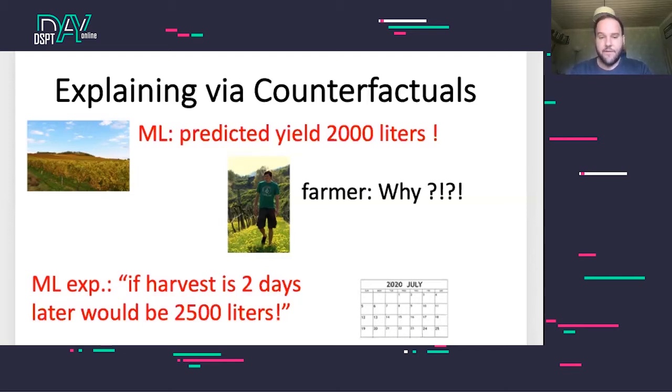So if the counterfactual points out that if we change the time of harvest to 2 days later, the yield would increase, then we might actually do it. We might harvest later. So counterfactuals show that an explanation can also help the user with decision making, or make it even easier or more convenient to go from the prediction to a decision.